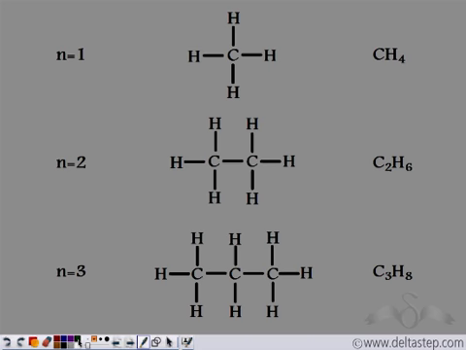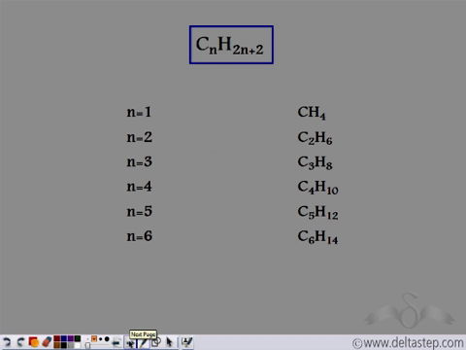So the general formula of the alkanes is CnH2n+2, where n shows the number of carbon atoms. So when N is equal to 1, if we substitute in the formula, we get C1H(1 into 2 plus 2), that is CH4. For N is equal to 2, we get C2H6 and so on. So when N is equal to 6, if we substitute it in the formula, we get C6H(2n plus 2). That is 2 into 6 plus 2, which becomes 12 plus 2, 14. So for N is equal to 6, we get C6H14. So the general formula of the alkanes is CnH2n+2.